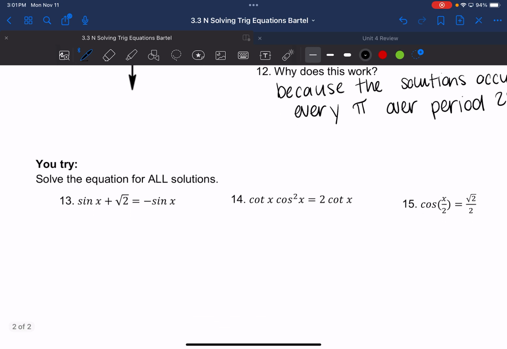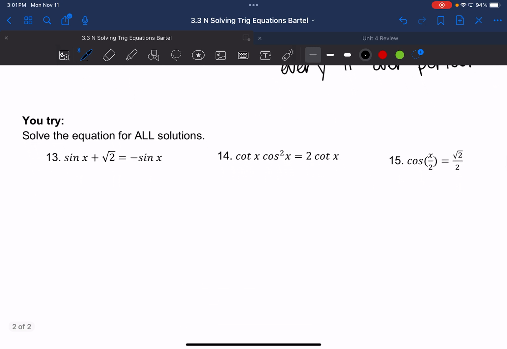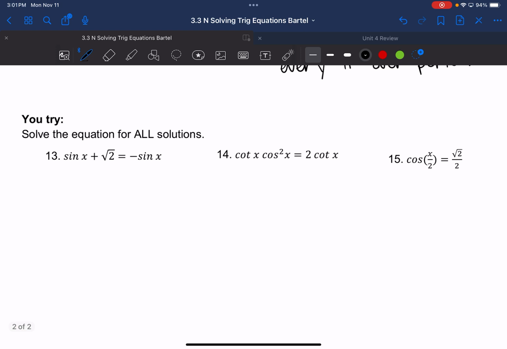All right, so for these, I'm going to let you try them. I'm going to get you started on this first one, and then I'll leave the other 2 to you. But for number 13, I'm supposed to solve, right? So I'm trying to get x by itself, then that means all the x's should be on one side of the equation, right? So what do I need to do to get all the x's on one side of the equation?